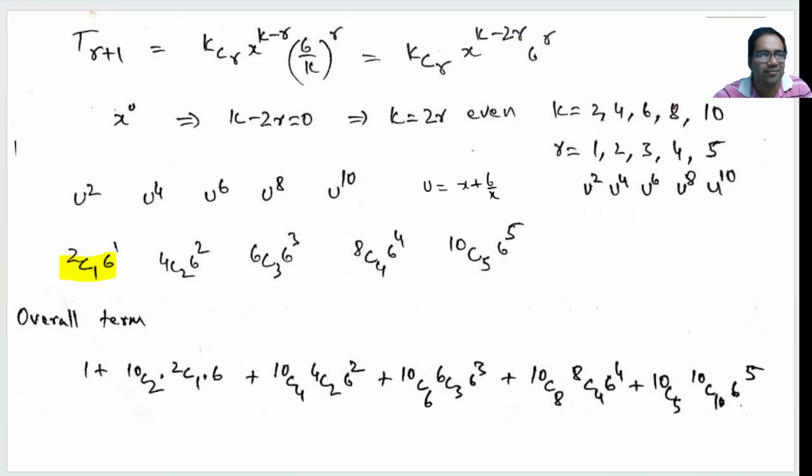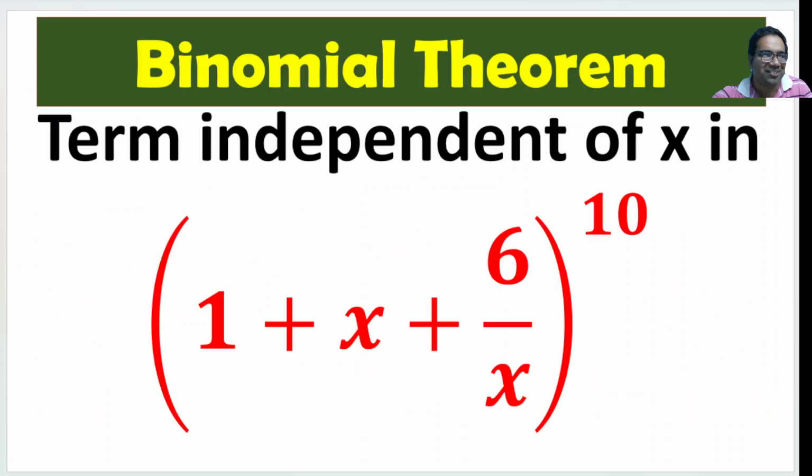This is symmetric. This is a very nice problem. I have seen this in some old book for IIT or some olympiad. I thought of sharing it with all of you so that you will also enjoy it. Hope you understood this. The only trick is to break this into 1 plus u and then to find what are the terms independent of x in the expansion of u.